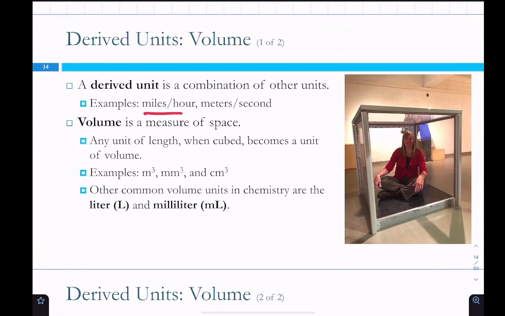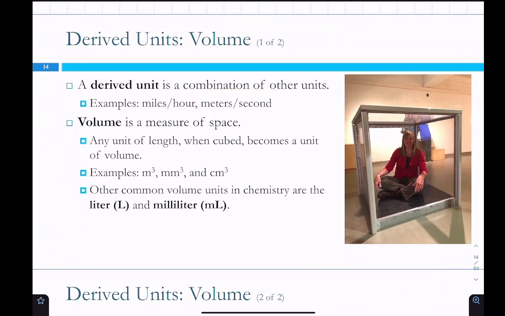Some examples of that are common, or at least one is miles per hour, right? So how fast are you going? You can only describe that by the distance that you cover and the amount of time that it takes you to cover that distance, to get from A to B. You could also, in metric units, use meters per second.